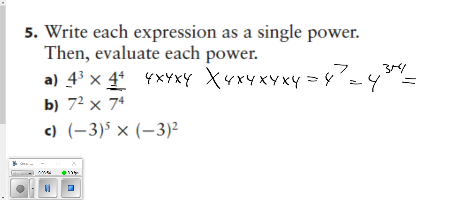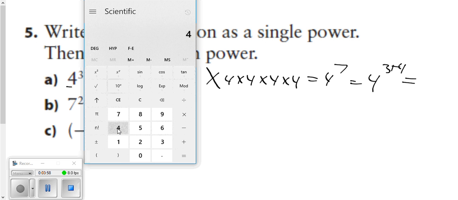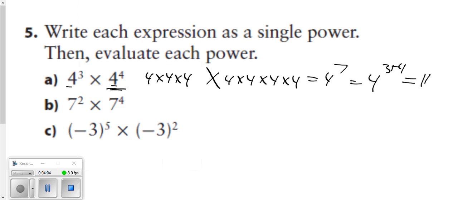And to evaluate each power, we have to use a calculator. The base is 4, and the exponent is 7. The standard form of that is 16,384. That is how you evaluate each power.